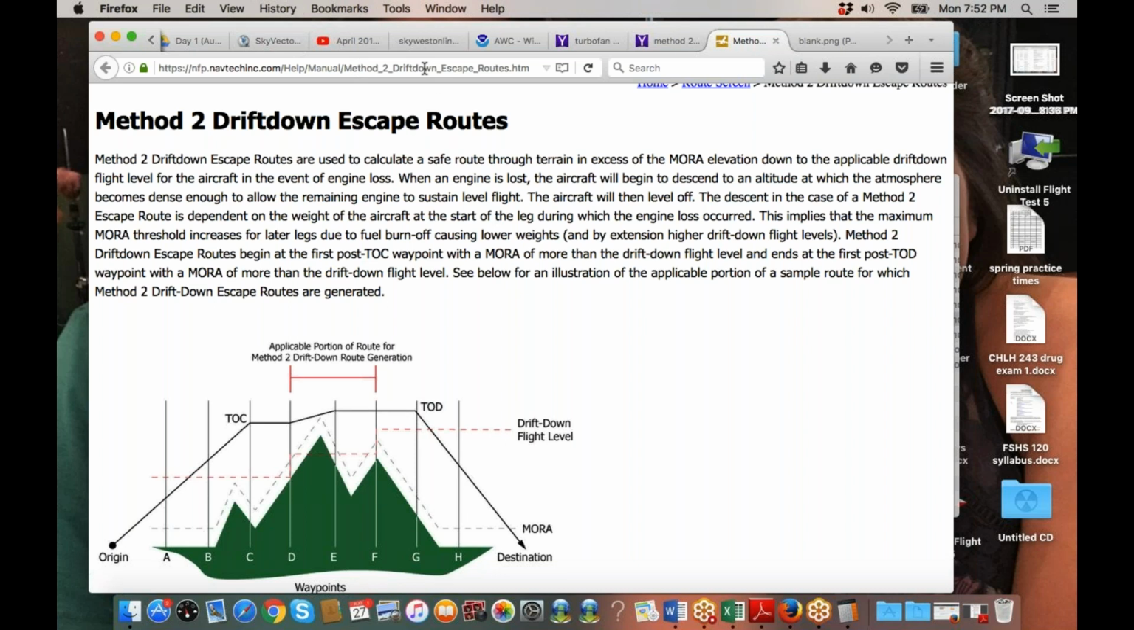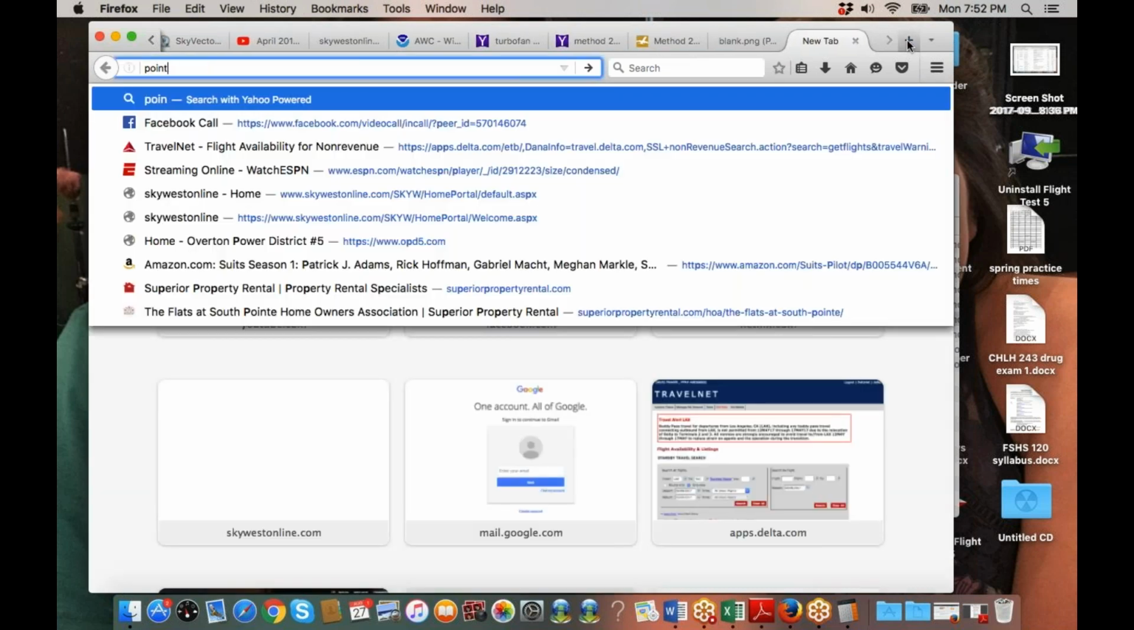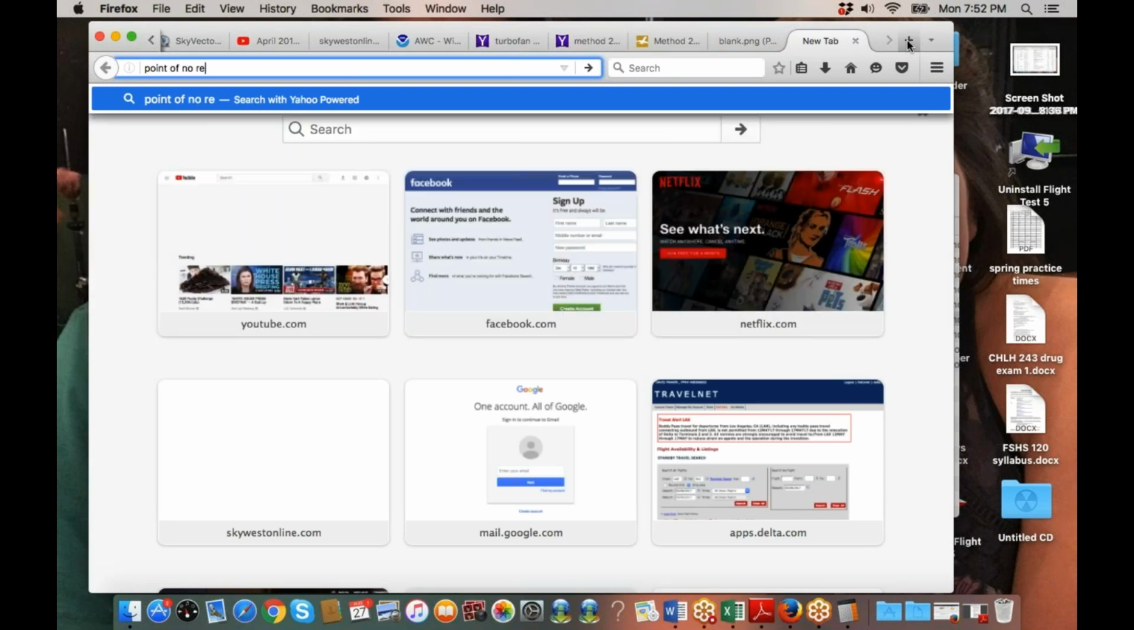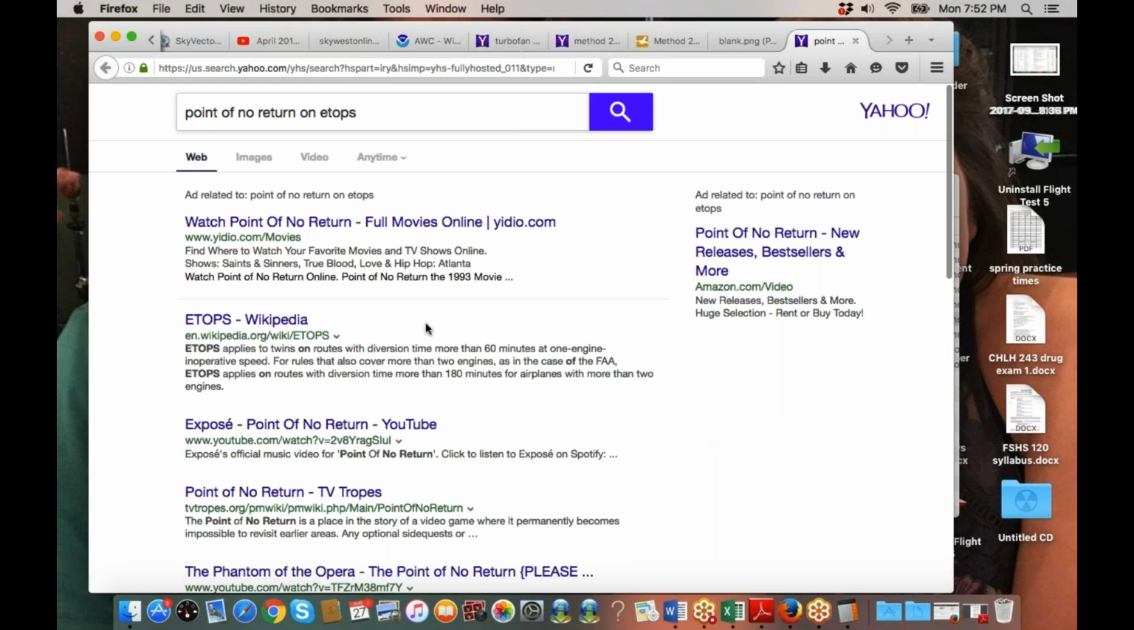Does that point have a name, like when the decision has to be made to go to 1 or 2? It has a name, but it's actually different. For overwater, ETOPS has a different name than SkyWest has. I actually don't even know what name SkyWest calls it, because it's not really on the release. It just kind of shows us the point. Trying to think of what it is now.